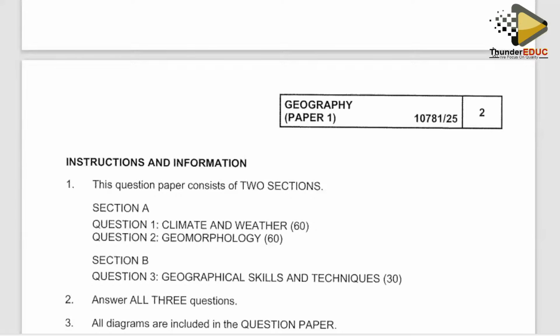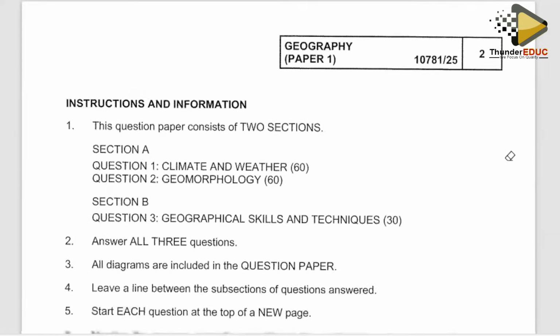Then question number 2 is a geomorphology question, and our geomorphology focus in grade 12 is mainly on the study of rivers. So that's the other question, with 60 marks each, question number 1 and question number 2. Then we go to the next section, section B, which is question number 3. Question number 3 has 30 marks and is based on geographical skills and techniques, which is basically our map interpretation. Right. So that's the structure of the paper, and you're supposed to answer everything in 3 hours.